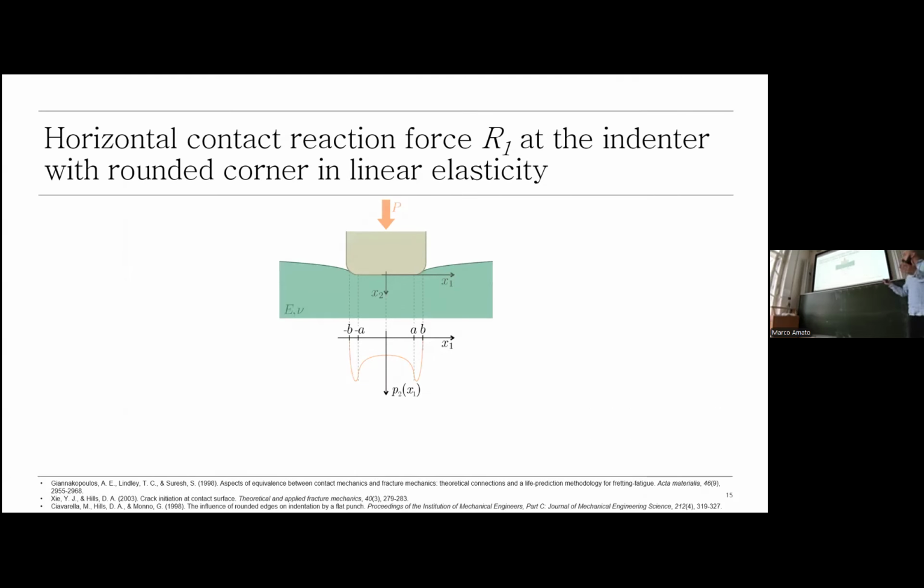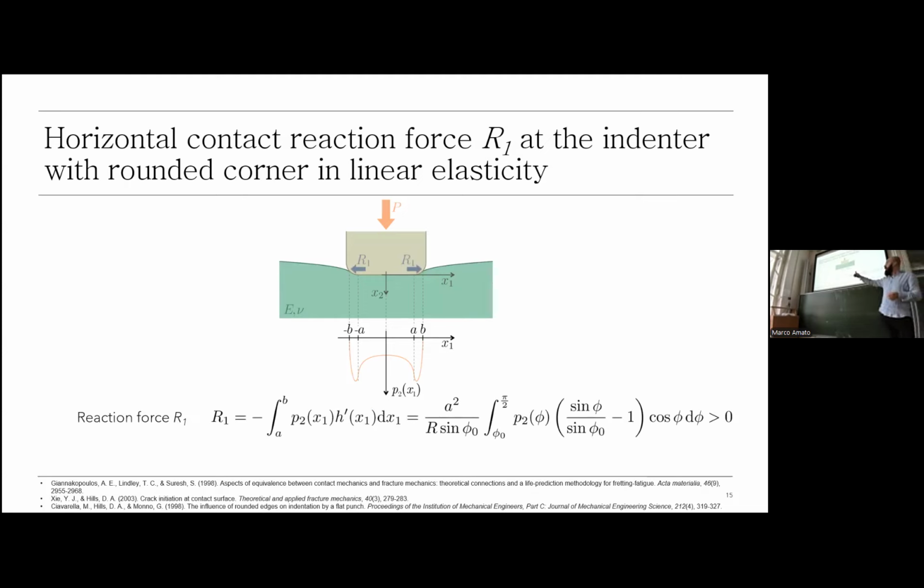And now we have all the ingredients. We know the vertical component of the contact distribution. We also know the geometry of the punch, so we can now try to calculate the horizontal contact reaction force. So we perform the integral from A to B of the horizontal projection of the vertical component of the contact distribution, and we are not surprised that this integral is always positive.